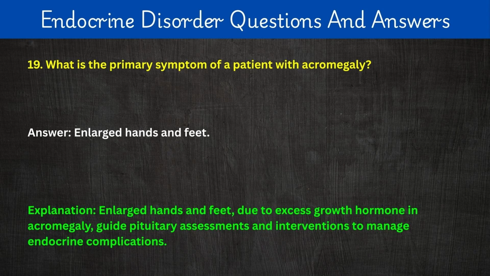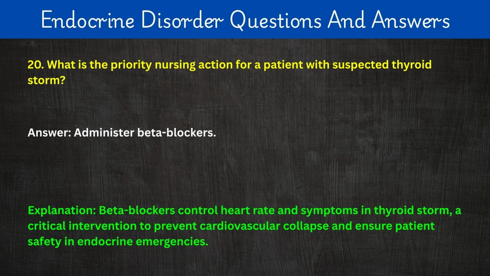19. What is the primary symptom of a patient with acromegaly? Answer: Enlarged hands and feet. Explanation: Enlarged hands and feet, due to excess growth hormone in acromegaly, guide pituitary assessments and interventions to manage endocrine complications.